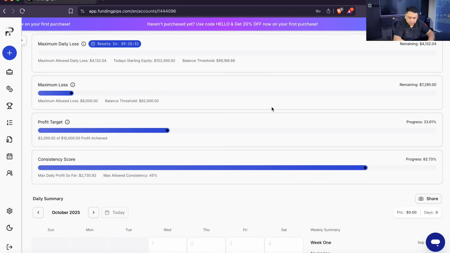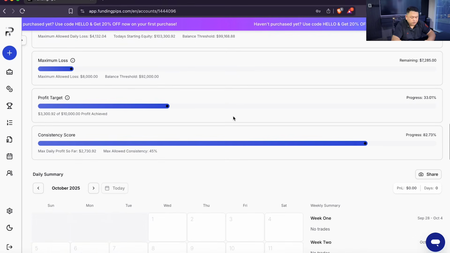Now, below is the same thing. You've got this one for maximum loss, and this is the total loss that you can incur on your account. So the maximum amount is 8,000, and the threshold is the amount you can't drop to or below. And we've got our profit target. How much do I need to make in order to pass this account? Now, we have a bar and it tells me I'm at 33%. Because my profit target is $10,000, then trust me, I've only made 3,300 in profits.